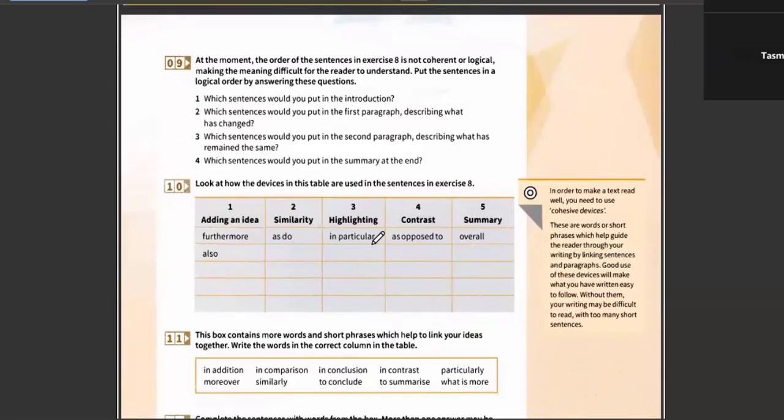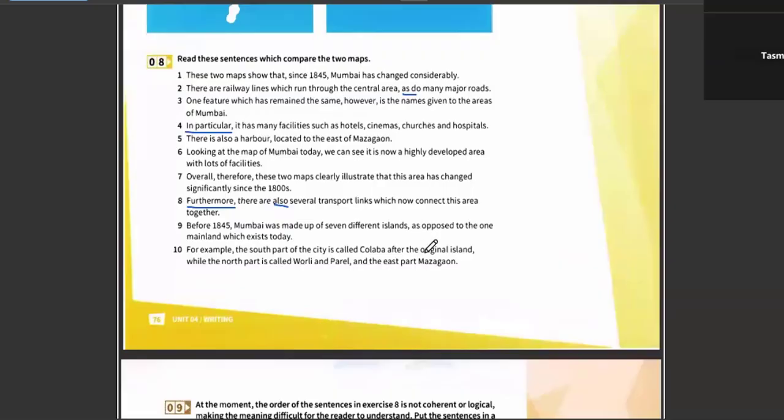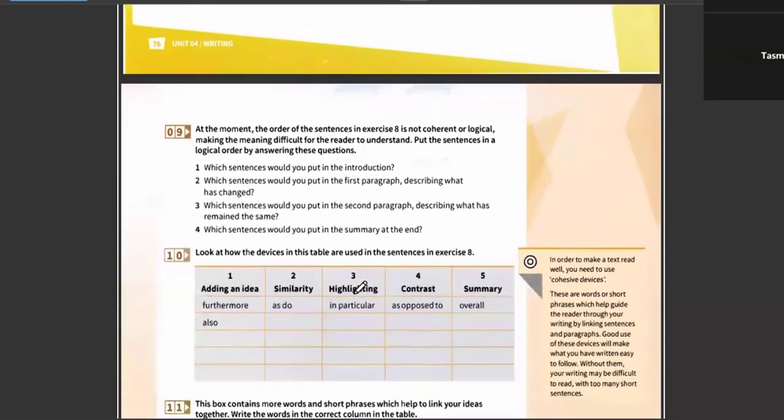Next is for the contrast. The contrast is actually the difference. To show that, we use "as opposed to." So where do you see "as opposed to"? In number 9. Very good. So for this one here, we are showing the difference between how Mumbai was before and how it is now. Before, it was made up of 7 different islands as opposed to the one main island, one mainland, which exists today. So the difference between the two timelines, that is what we're showing here. We're showing the contrast. For that, we're writing "as opposed to."